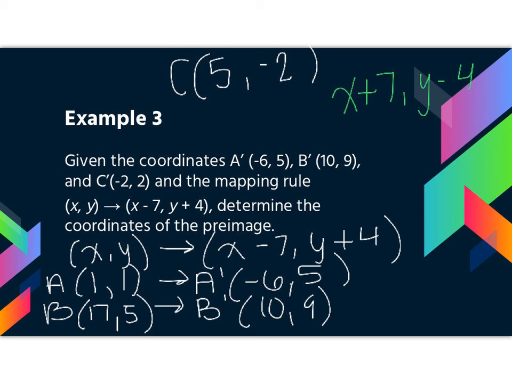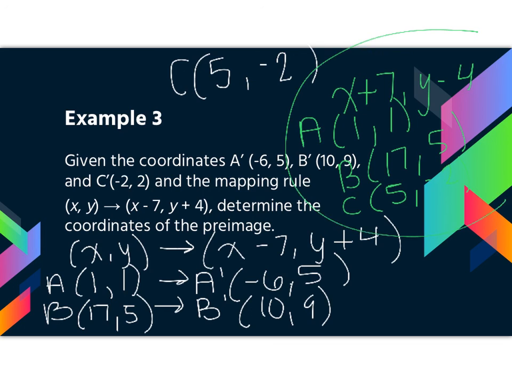So if you look at negative 6, 5, and that's from A prime, so negative 6 plus 7 gives us 1, and then 5 minus 4 gives us 1. And so that's how we found A. For B, we do 10 plus 7 gives us 17, and 9 minus 4 gives us 5. And for C, we do negative 2 plus 7, which gives us 5, and then 2 minus 4 gives us negative 2. So that's another way you can think about working backwards. Either way is fine because they both arrive at the same coordinates.